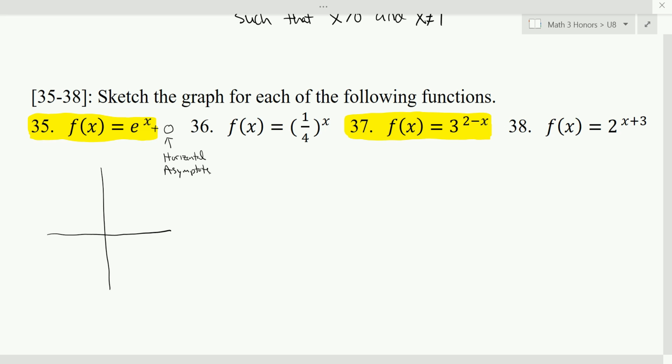So it's not adding to the exponent. Like this up here, that moves it left or right. So it wouldn't be part of the exponent. It'd be a separate term. Okay. So this right here has a horizontal asymptote at y equals 0. And then we just need to find a few other points. So x and y, the easiest thing to do is make our exponent equal to 0. So if I plug in 0, I get e to the 0, which is 1. So that's a nice one to get.